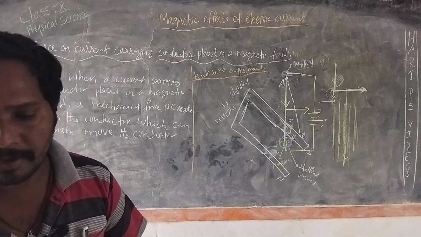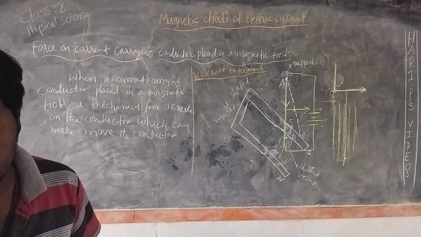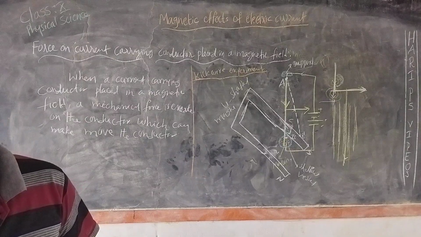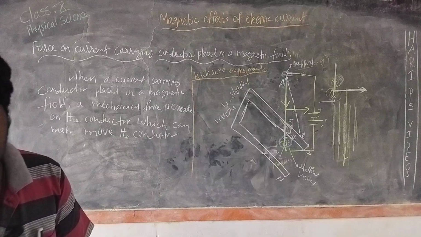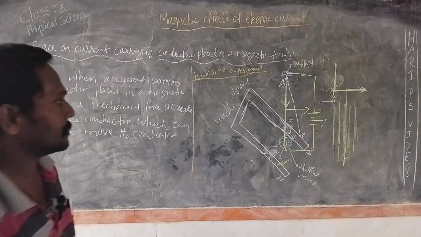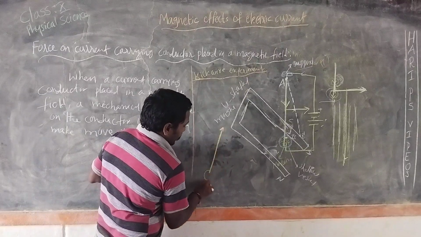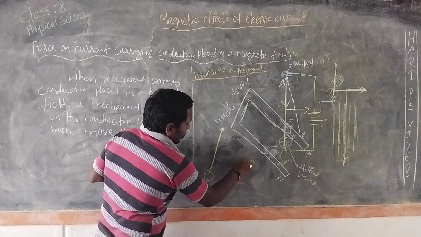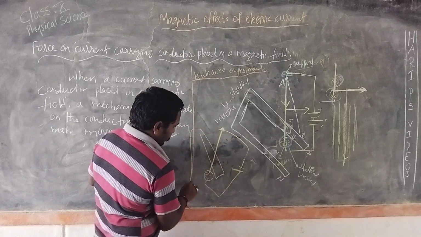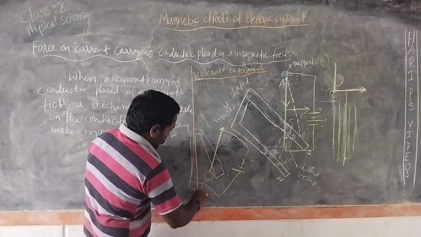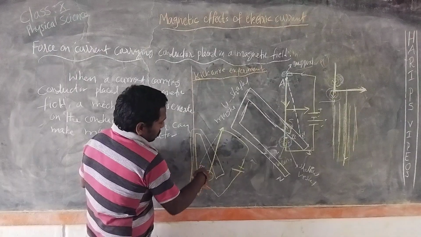If we reverse the direction of current in the wire AB so that it flows vertically upward, from B to A, then the wire swings towards the backward direction, towards the north. This means the direction of force on the current carrying wire has been reversed. For example, if the current is from B to A, then what will happen here? The wire moves towards the north.